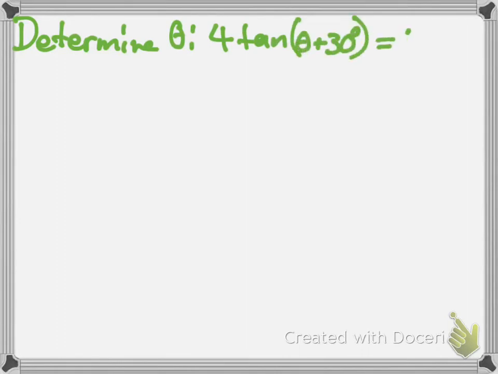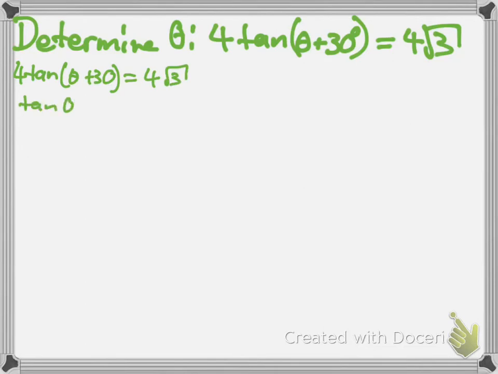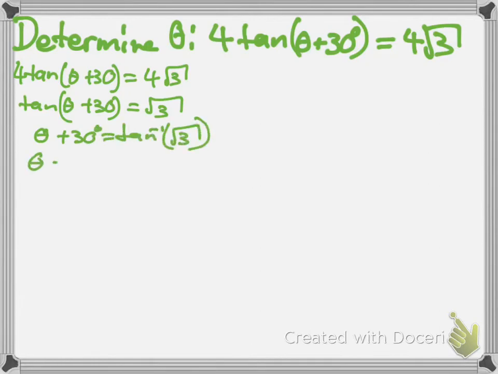Right. Another example, they say determine theta when you are given 4 tan open bracket theta plus 30 degrees close bracket is equal to 4 root of 3. So we solve for theta. First we divide both sides by 4, and then we say theta plus 30 degrees will be equal to arc tan of square root of 3, and then we say theta will be equal to arc tan of square root of 3 minus 30 degrees.